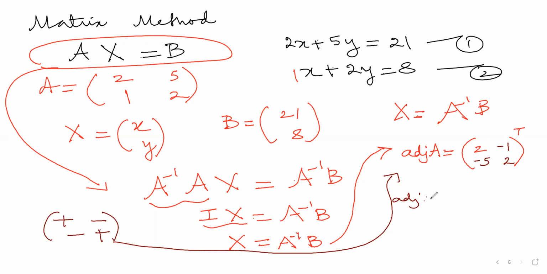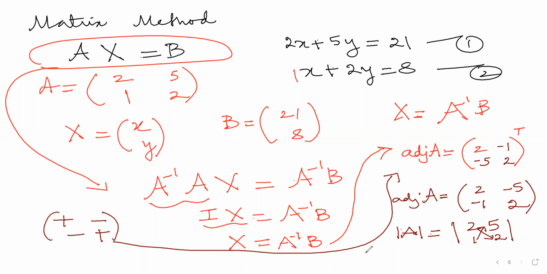And your adjoint of A will not change, isn't it? What will that be now? We'll just put that down here. You take the transpose, its first row becomes first column, second row becomes second column. There you go. And what's determinant of A? Determinant of A will be, 2, 5, 1, 2. You're going to take your values this way. So determinant of A is 2 into 2, which is 4, minus 5, which is a straight negative 1.